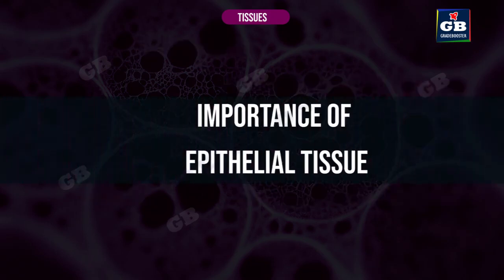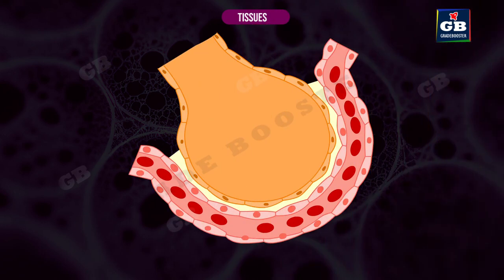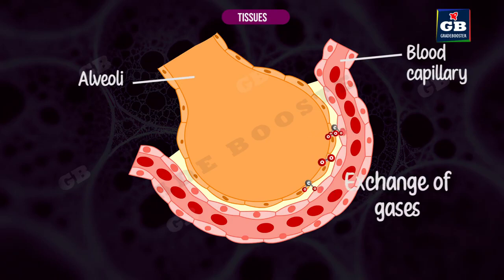Now let's see the importance of epithelial tissue. Anything from the outer atmosphere has to enter our blood, or anything that has to leave our blood should pass through the epithelium at least once. For example, alveoli is the part of lung where the exchange of gases takes place. Oxygen from the air that we breathe in enters the blood, and the carbon dioxide in the blood comes into the alveoli.